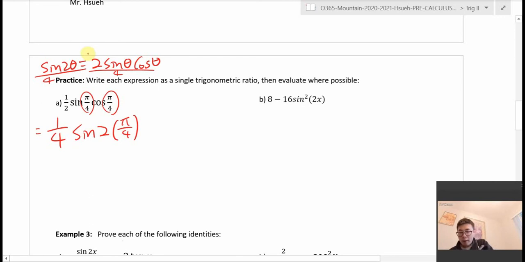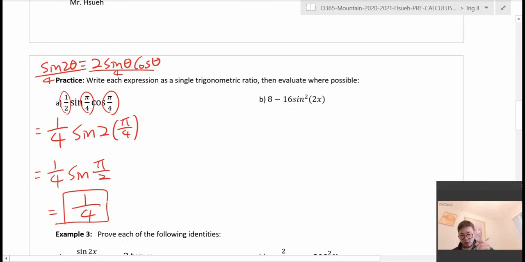Again, I'm making this identity look like what we're trying to simplify here. That was 1/2, but this was a 2. So to make it 1/2, I've got to divide both sides by 4. So then this is 1/4, a quarter, sine 2 times pi over 4, which is pi over 2. And we know that sine of pi over 2 is simply 1, because at pi over 2, the y value is 1. So there you go. It is simply just 1/4.